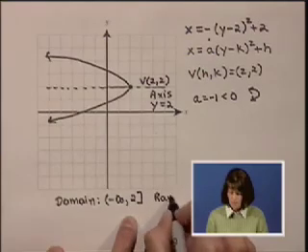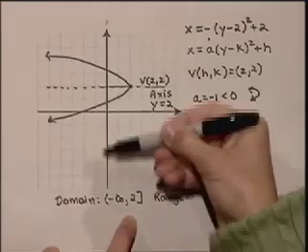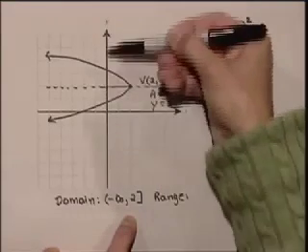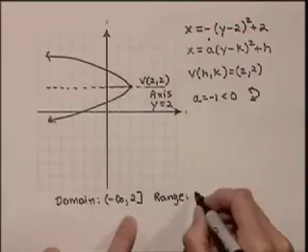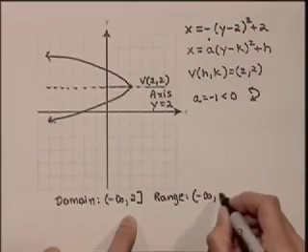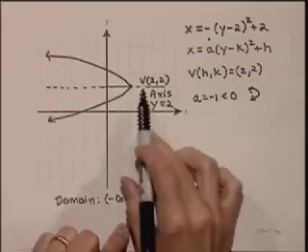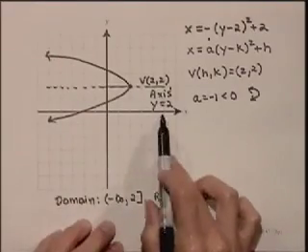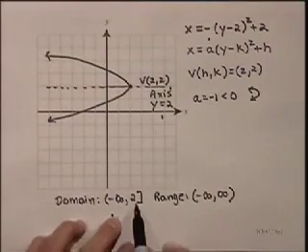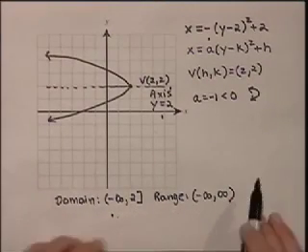The range, in other words, the y values that are used to graph this parabola, include all of the y values from negative infinity to infinity. So we've got our graph: vertex at (2, 2), it's opening left, axis at y equals 2, domain negative infinity to 2 inclusive, range negative infinity to positive infinity.